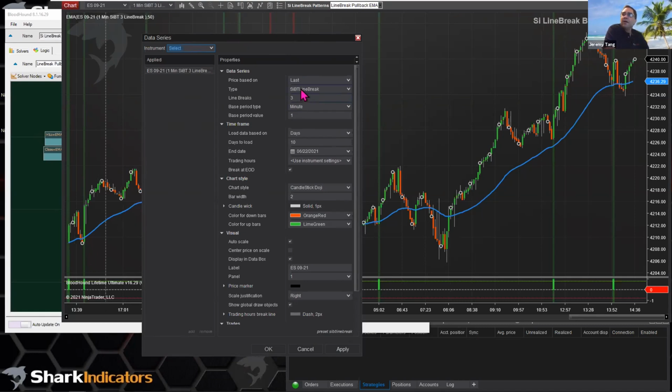And here at Shark, we actually have a back-testable line break. Renko charts and line break charts are one of the few exceptions where they're not really back-testable.